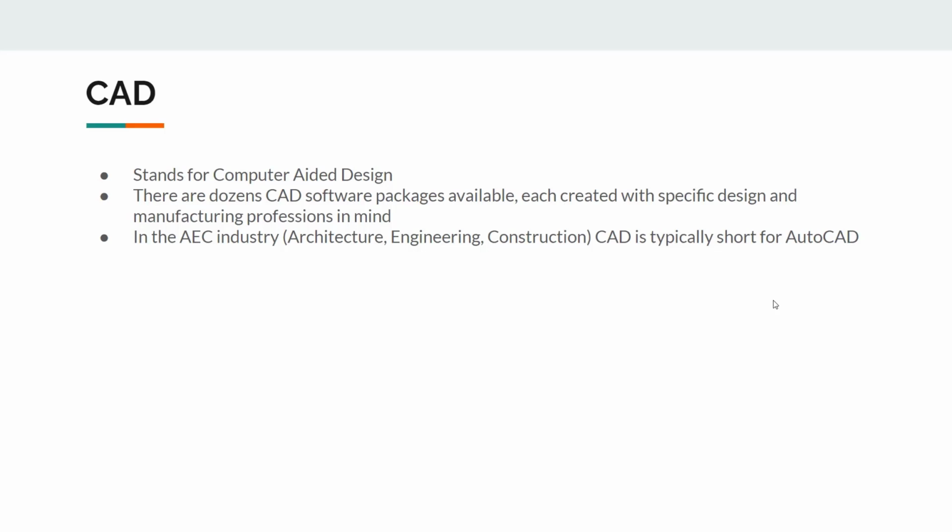First, before we define what AutoCAD is, we need to look at the word CAD, which is the second half of AutoCAD. So CAD stands for Computer Aided Design. All right, that is a common thing that gets mixed up. A lot of people usually think that means computer aided drafting, but it actually means computer aided design. So remember that. There are a dozen CAD software packages available, and each one is created with specific design and manufacturing processes in mind.